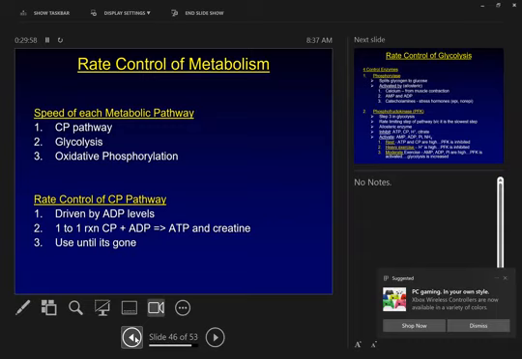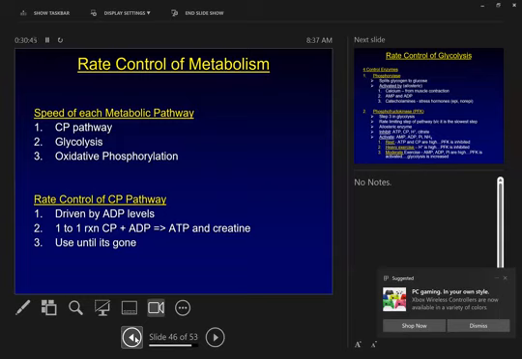As they rise, ADP interacts with creatine phosphate and the creatine kinase enzyme, and it drives this reaction to make ATP. The reaction is stimulated by ADP. That's the primary thing. Its rate control is just how much creatine phosphate there is, how much creatine kinase there is, and how much ADP. It's just a combination of those three things. As ADP rises, the reaction just goes. Typically with creatine phosphate, we utilize it as ADP levels stay high until it's gone.